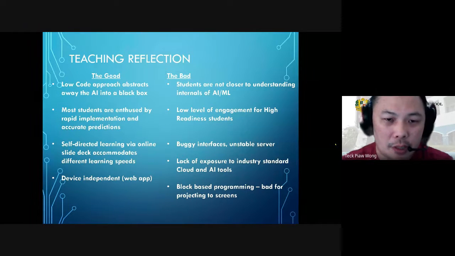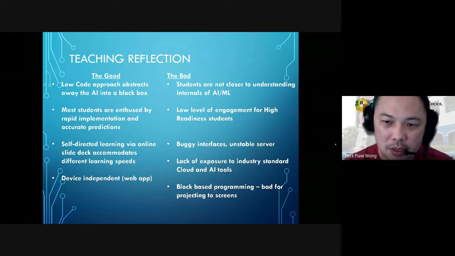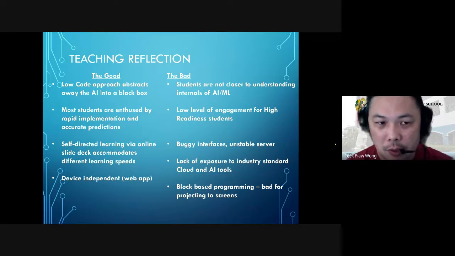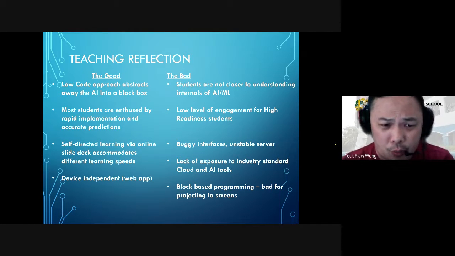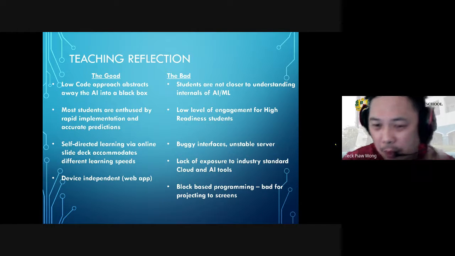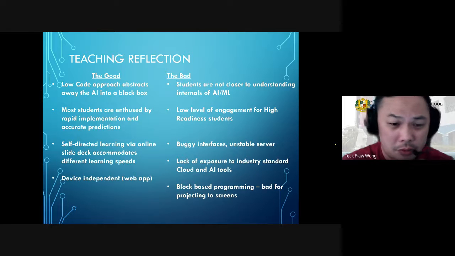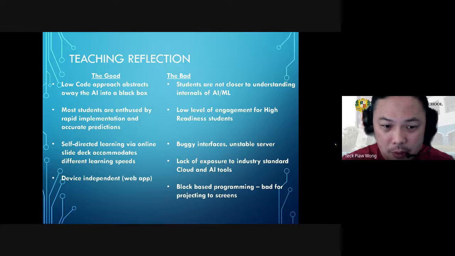Okay, so maybe just summarize what I have got so far in terms of using PictoBlocks as a means of driving AI literacy. The low-code approach continues to be well received by students because it abstracts away a lot of the AI complexities. Basically, everything is just a black box to them. But that can be both a good and bad issue, because the students are not any closer to understanding the actual internals of how machine learning and AI algorithms run. Most students are enthused by the rapid implementation of their code and the rather accurate predictions. But at the same time, I have this challenge of engaging the high ability, high readiness students. On top of that, because Stempedia is a rather small vendor, I do encounter issues with buggy interfaces and unstable servers.